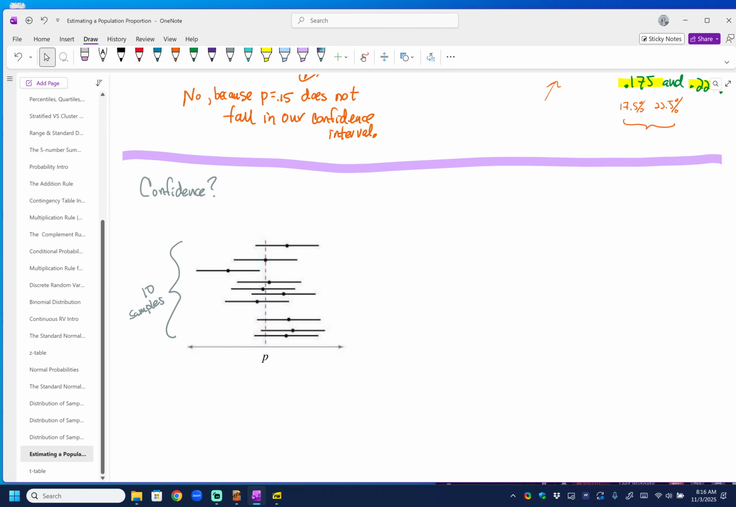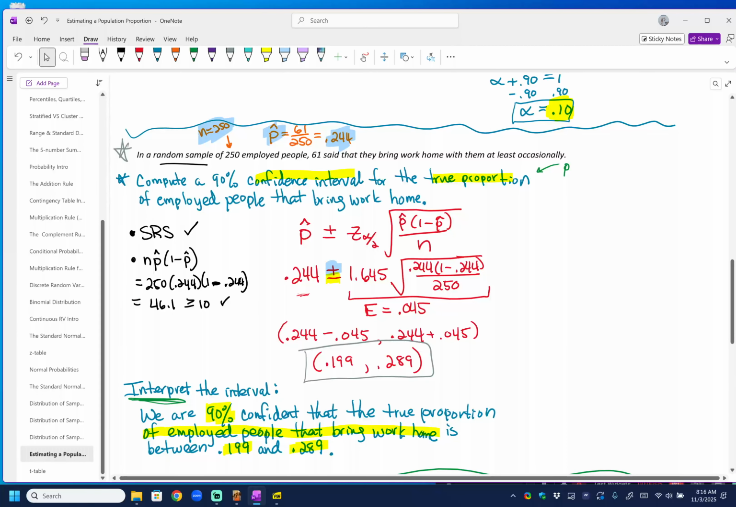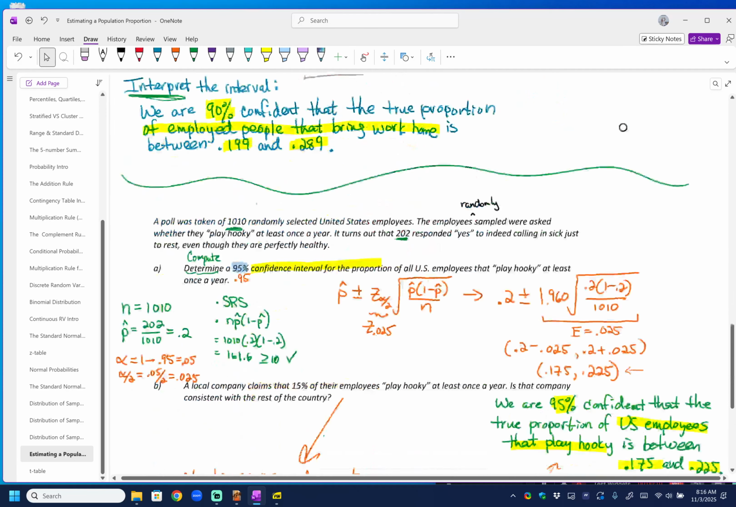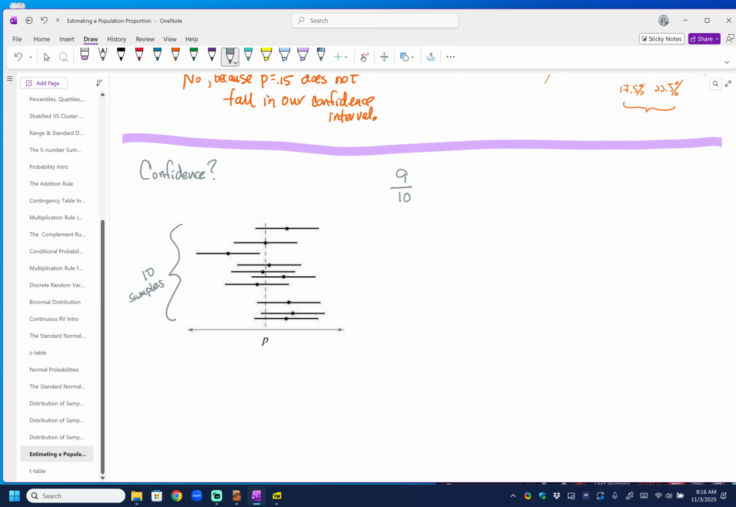So here's the punchline. If you recall, in this problem, this was a 90% confidence interval. If you look at our scenario here, in how many of the intervals out of the 10 did we actually contain P? If you look at them and count them, in 9 out of the 10, we actually caught the true proportion P, and we contained it in the interval. This is the definition of 90% confidence.